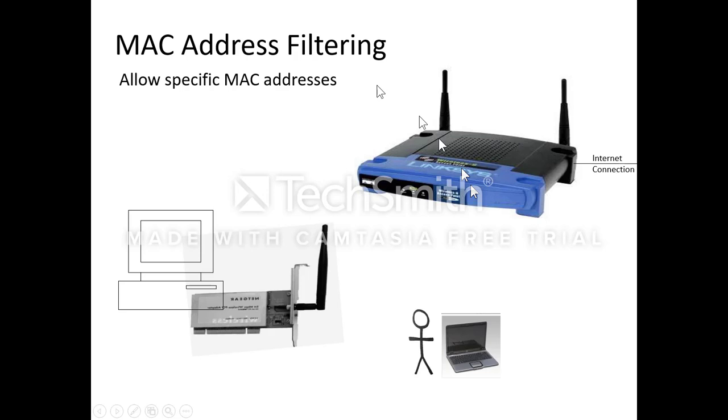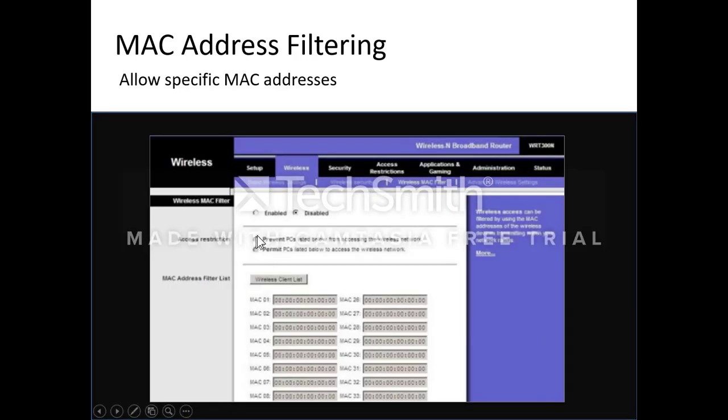Another way of securing the wireless router is to allow only specified MAC addresses. As you know, a MAC address is a serial number burned into the network interface card. And what you can do is type in all of the MAC addresses of the computers which you want to allow to connect. And that's not so bad if you've got 3 or 4 computers, but if you have hundreds of computers, it's just not a very good way to go.